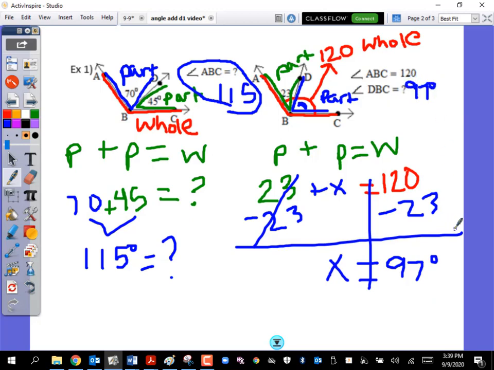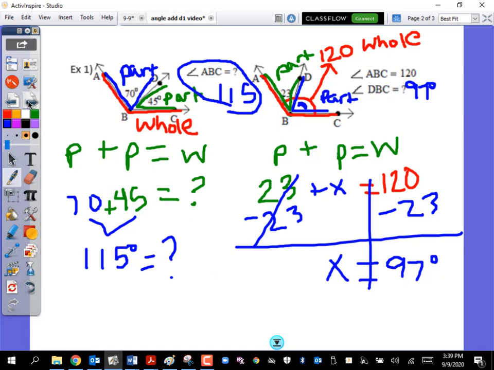Okay, so in a nutshell, they either gave me both parts, so all I do is add, or they gave me a part and a whole, and so I'm going to subtract to get the other part. So all you're doing today is either adding two parts or subtracting a part from a whole. Please notice when I subtract, I did not get a negative number. None of your angles should be negative numbers. None of the answers you get should be negative.